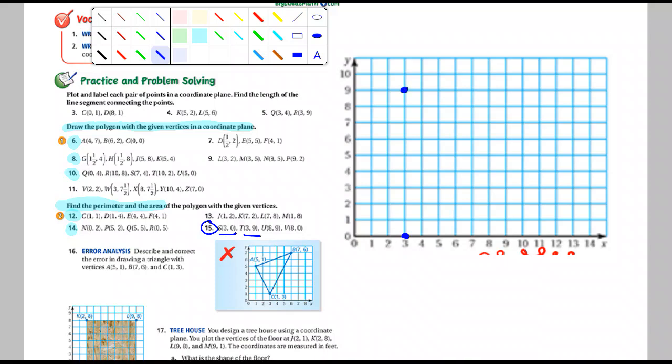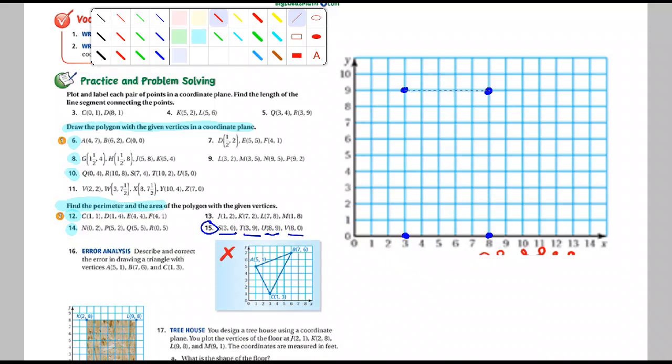And the next point is 8, 9. So I'll go all the way over to 8 and then go up 9. So it looks like it would be right about here. And the next point, the last point of this rectangle, is 8, 0. So I'll go x coordinate first, all the way over to 8, and I don't go up any, and so it would be right here. And now I'm just going to simply connect the points.